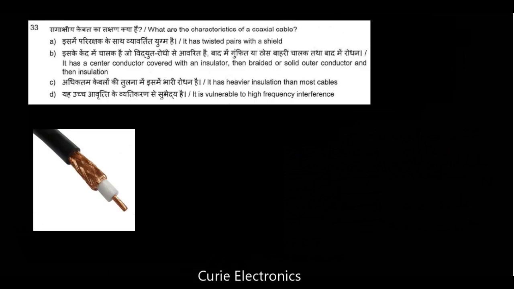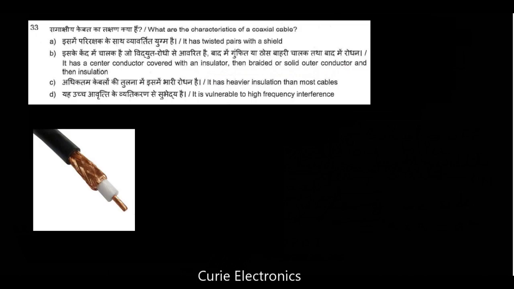Question number 33. What are the characteristics of a coaxial cable? This coaxial cable has a center conductor, around that there is an insulator, and around that there is an outer conductor. So what is the option? It has a center conductor covered with an insulator, then a braided or solid wire outer conductor, and then insulation.